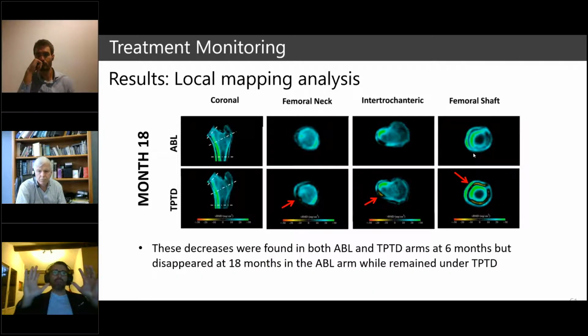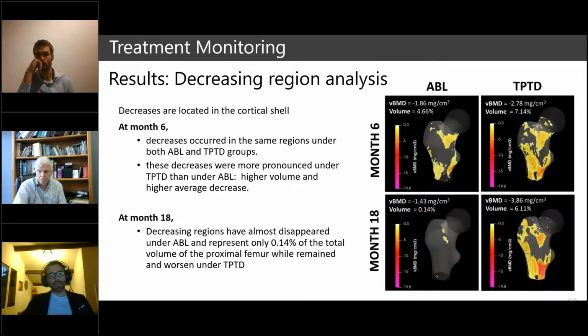And these changes observed, interestingly, disappeared. The decrease disappeared under abaloparatide at month 18, while it remained under teriparatide at month 18. So what we have done next is to investigate only these regions that exhibited decreases. To do that, we have done a dedicated analysis. What you can see is that at month 6, decreases occur in the same regions in both the abaloparatide and teriparatide groups.